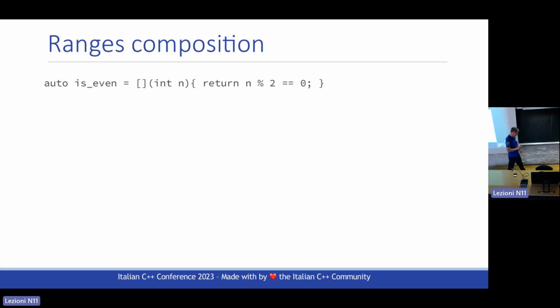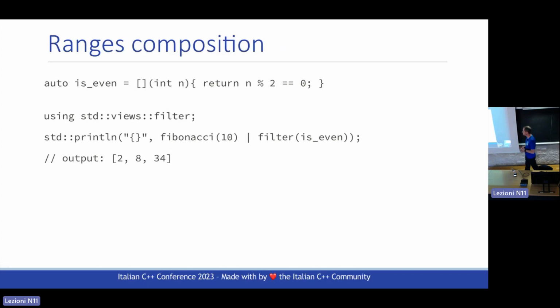a predicate that returns whether a number is even. This is easy. And then we can use the filter view from the ranges library and compose with the pipe operator. This takes this range and composes it with this filter and creates a new range that only has the even elements of this one. So we print like this. Notice that filter is available right there in C++20, but be aware of this.